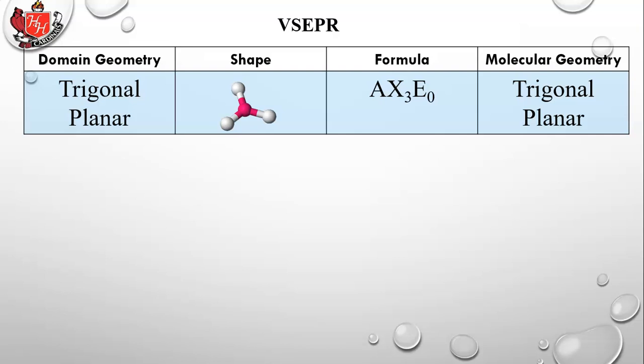same name. Now, as I mentioned before, the domain geometry is really the name of a family. It's all of the molecules that have 3 electron domains, whether they're bonding or non-bonding. Trigonal planar molecular geometry is specifically the geometry of this specific molecule, and it means that it has 3 bonding domains and no lone pairs there. When there are lone pairs, I will show them. You will see them on the screen.